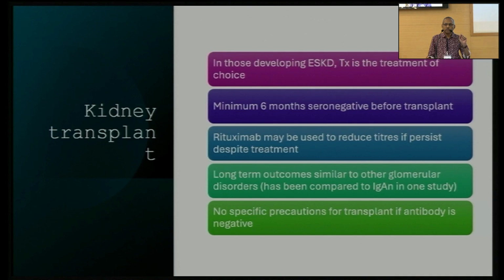One of the things you can use, if the patient has continuing antibody levels, is rituximab in order to reduce the antibody titers before transplant. It's very effective in that situation.